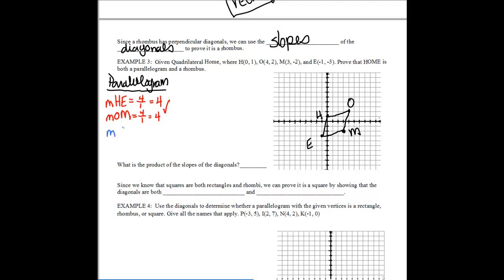Now let's do the slope of HO and the slope of ME. HO goes up 1 and right 4. ME goes up 1 and goes right 4. So those match. So yes, it is a parallelogram. Now let's see if it is a rhombus.